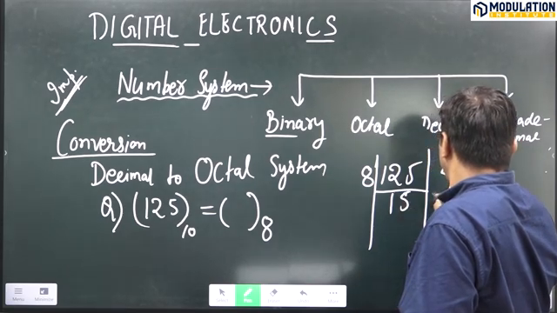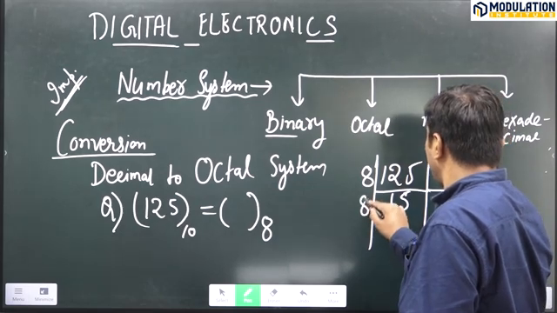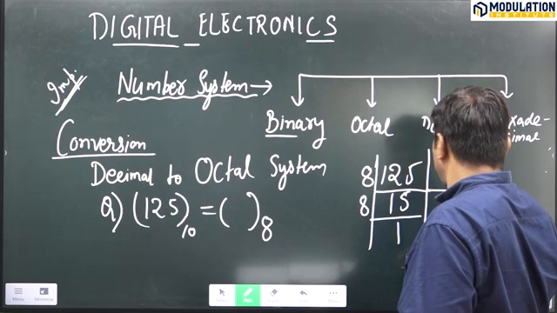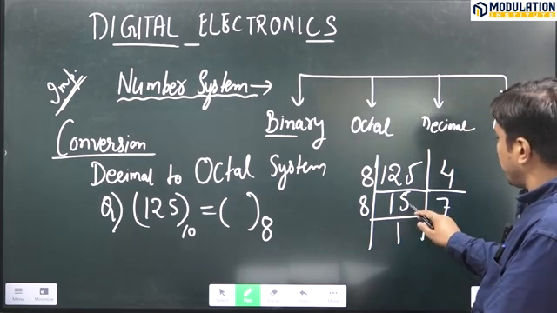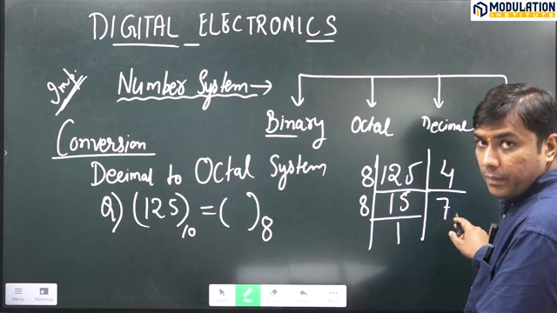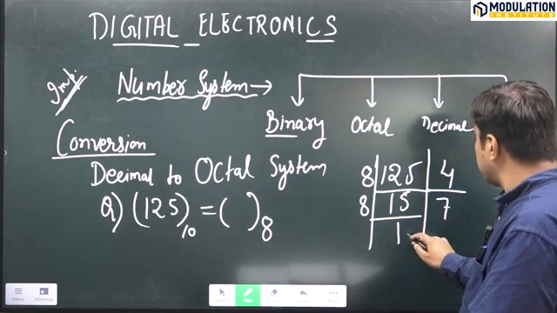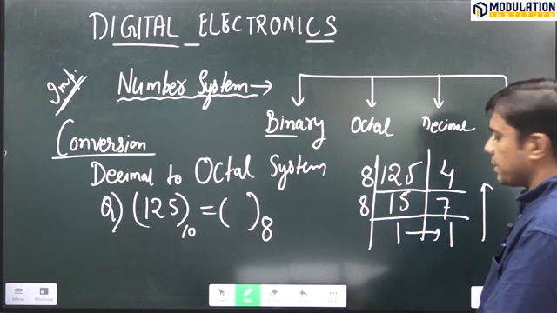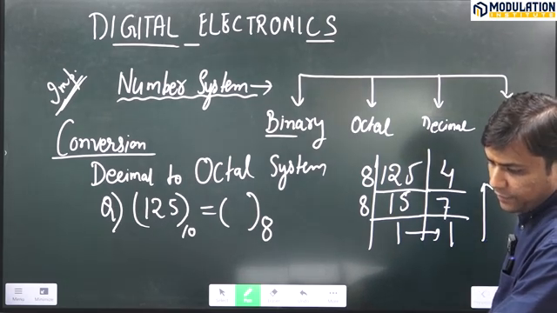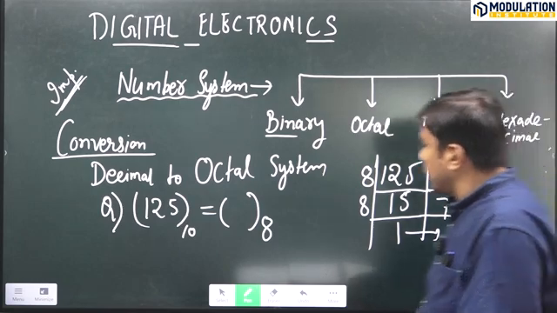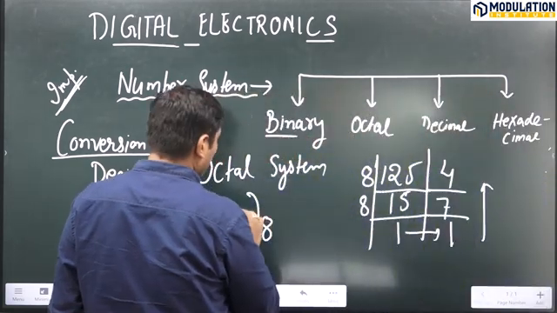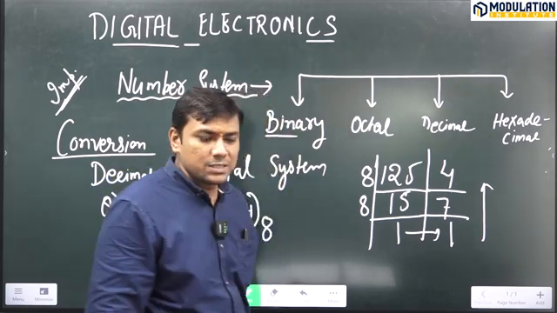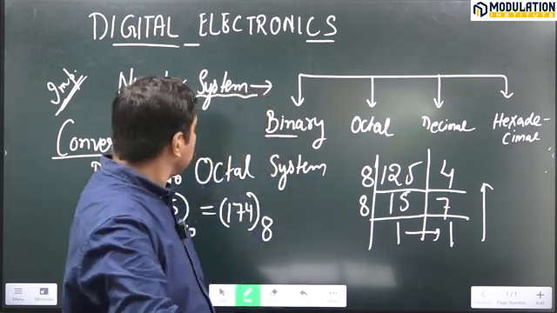4 is the remainder. So this is the remainder. 8 ones are 8, 15, 7 is the remainder. Again 1 is left over here. We will shift this one over here. Now we can write the number from bottom to top, the number we are getting is 174. So this is all about the conversion of decimal to octal.